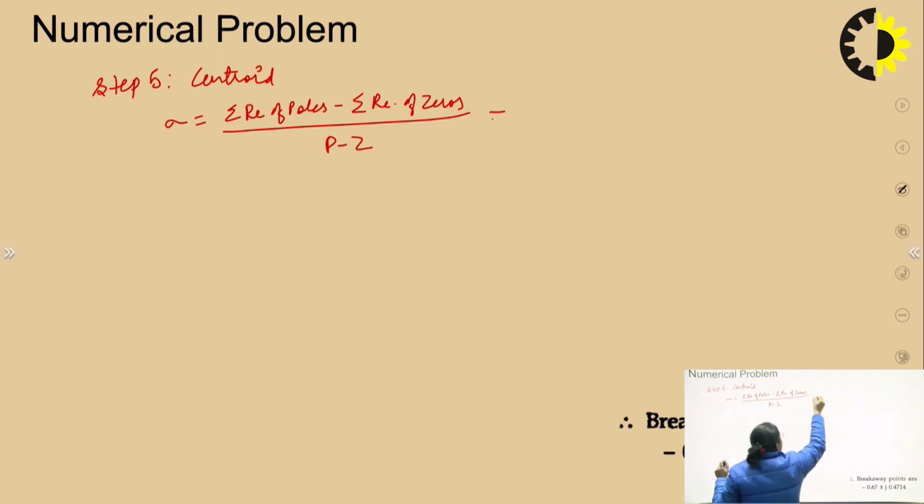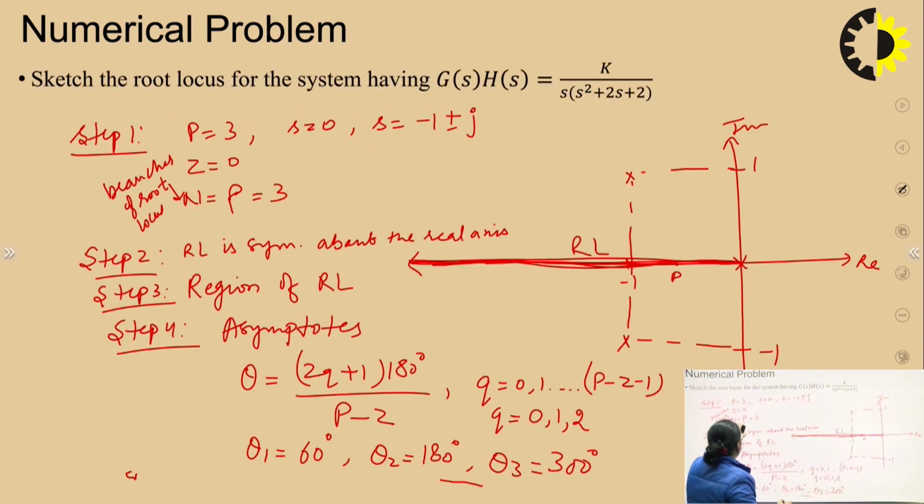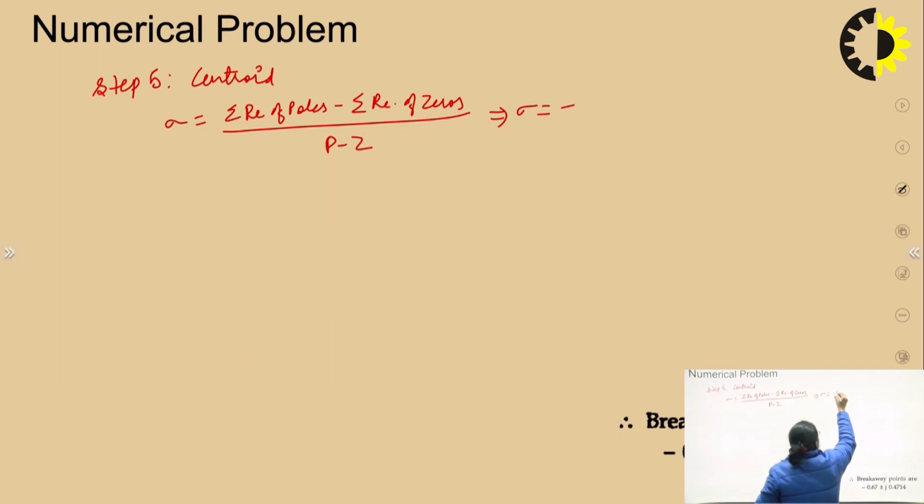So this will be the summation. The real part of poles is only -1, -2, right? And there are no zeros, and p minus z is 3. So -2 by 3 is the centroid, which comes out to be -0.66.